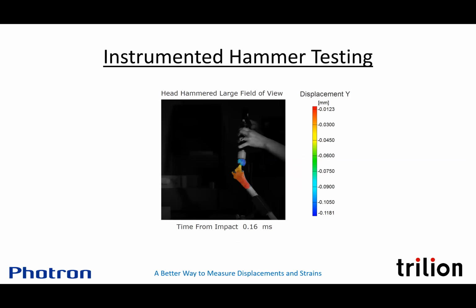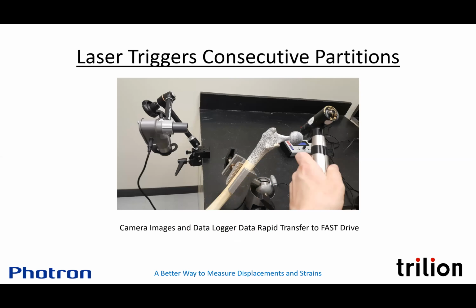We're also doing real hammer hits onto the implants. Here we're using an interesting feature. We have a laser trigger where this application demanded all the best features of the Photron cameras. So we're using a laser trigger. You're seeing that here. As the hammer passes the laser, it triggers one partition in the Photron cameras.